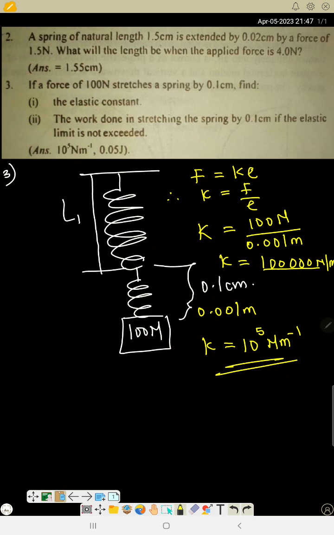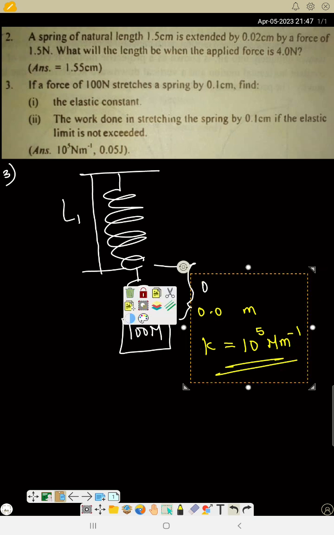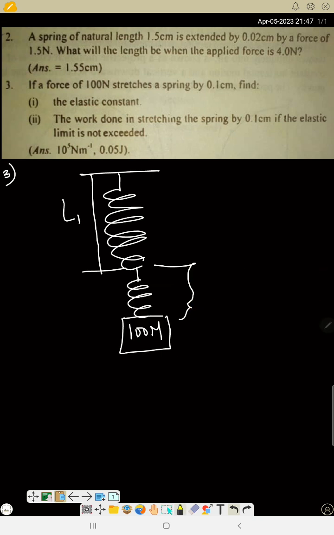Now the B part. The work done in stretching the spring by 0.1 centimeter if elastic limit is not reached. The elastic limit is not reached means the spring can still retain its original position after you stretch it. If elastic limit is reached, it cannot go back to the original position. So the same spring, you stretch it by 0.1 using the same force. What is now the work done?